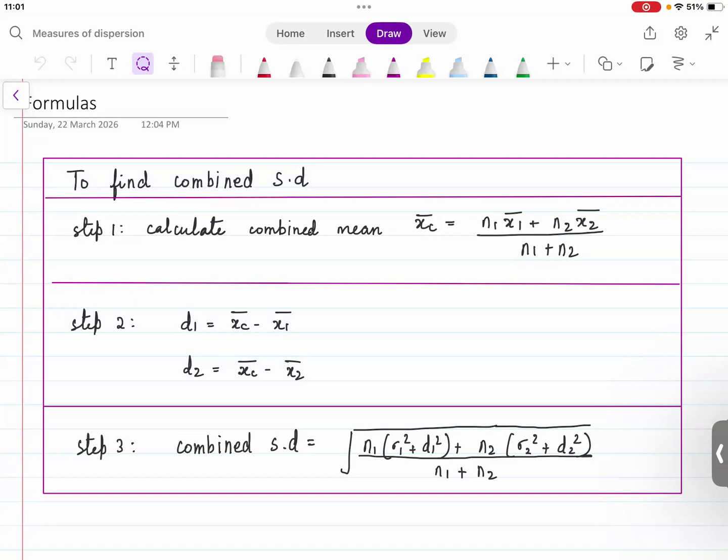So please pause the video and take down these 3 steps so that when we do the sums, you can understand better. So I hope you have copied the formulas.